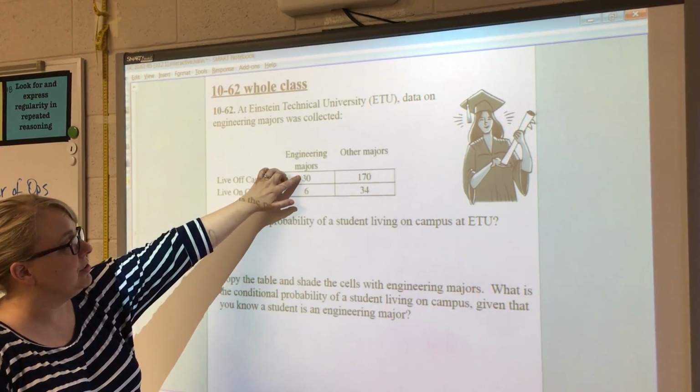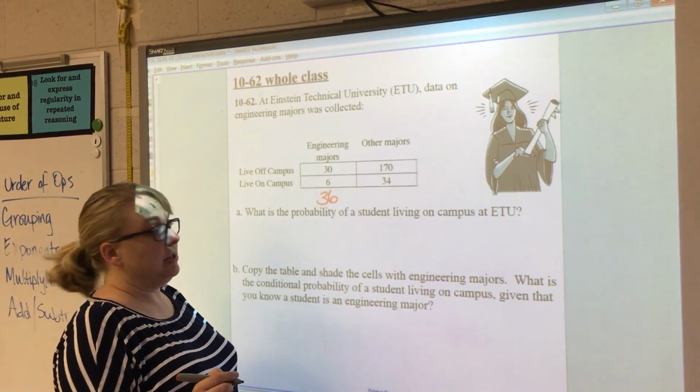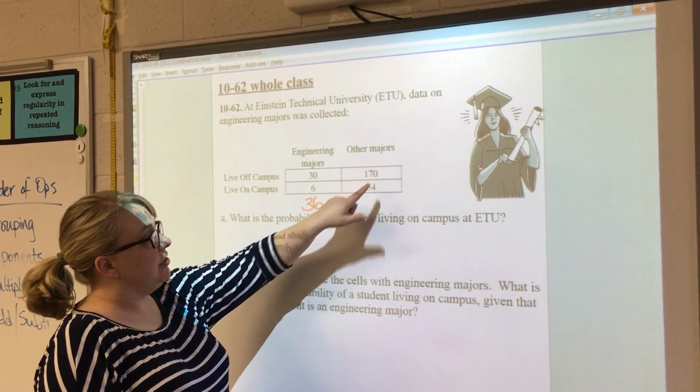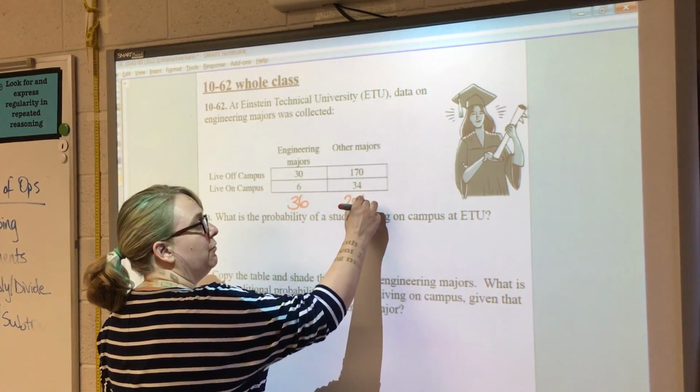So my engineering majors, I have 30 and I have 6. So that means there are 36 total people that were engineering majors. The other majors, there's 170 and 34. So when I add that together, I get 204.